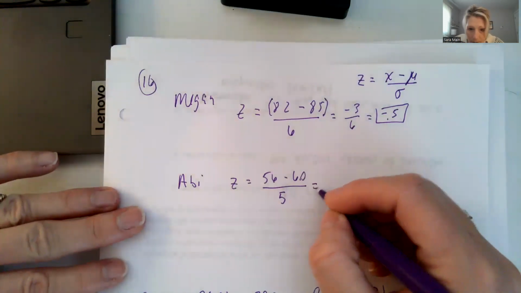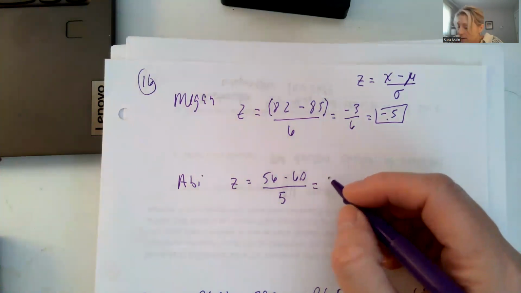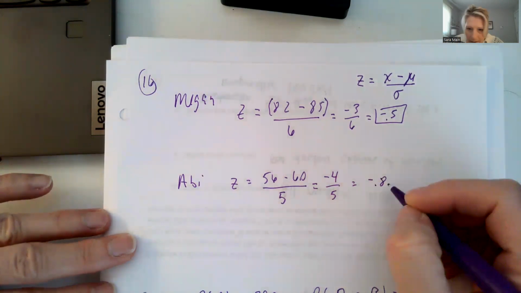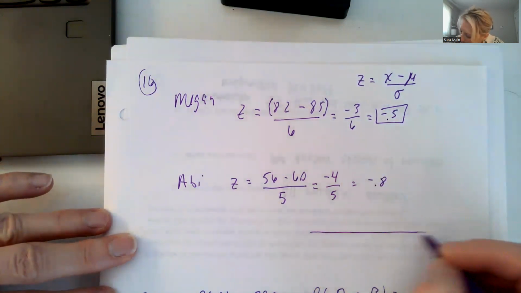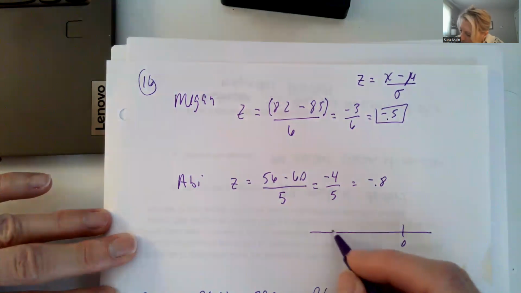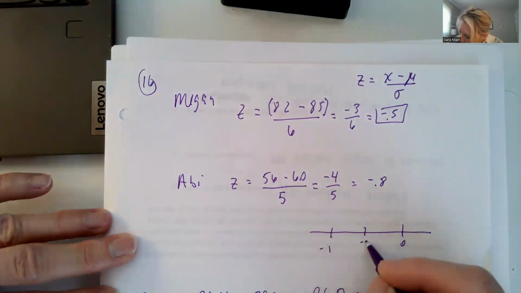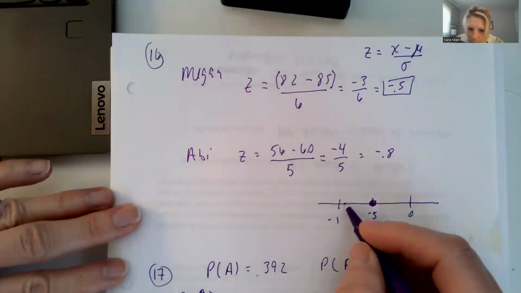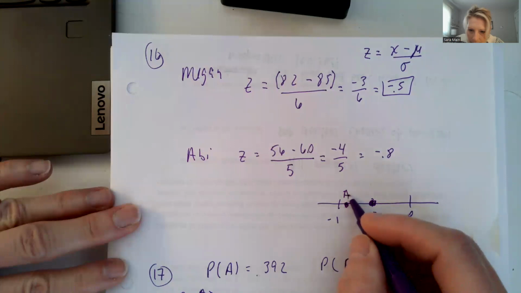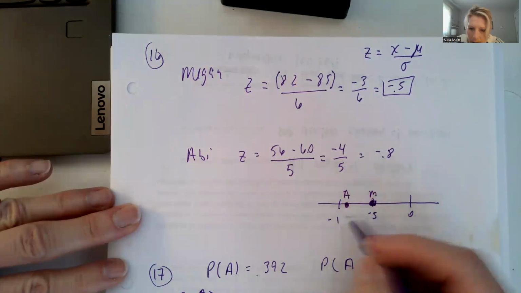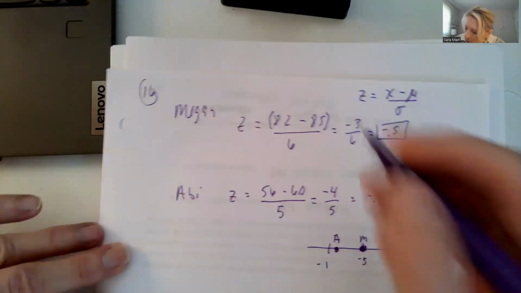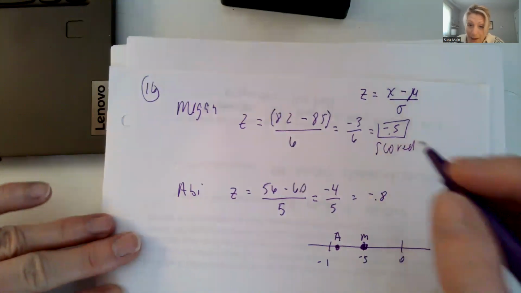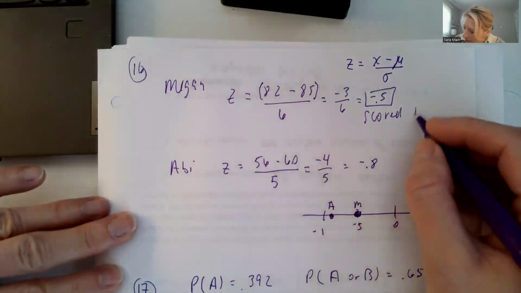Now, Abby also scored underneath her peers. A -4 over 5 is a -0.8. So if you think about this on the number line, they were both below 0. But here was Megan. Abby was further away. Here's Abby and here's Megan. Abby was further away from her peers, so Megan scored better. Not well, she wasn't above the mean, but she scored better than Abby.